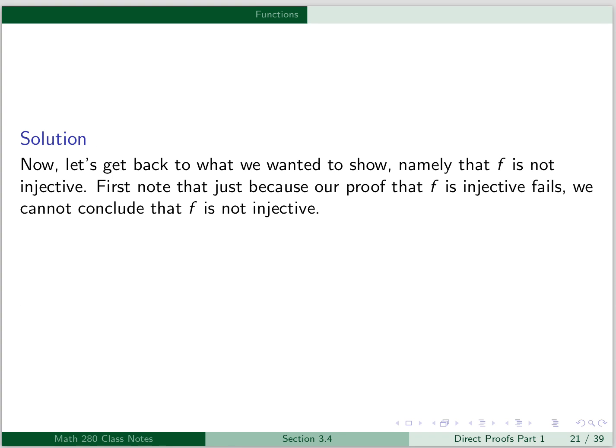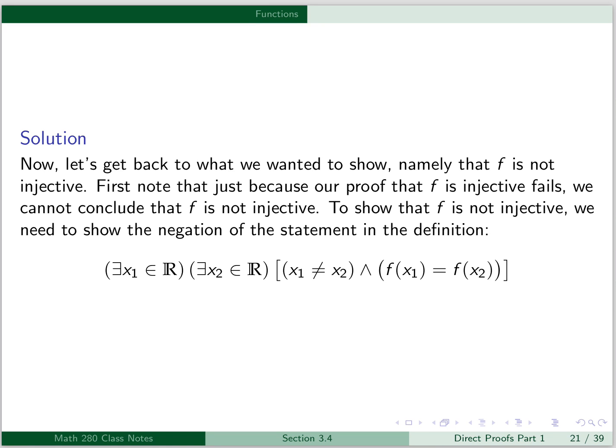Now let's get back to what we wanted to show in the first place, namely that f is not injective. First note that just because our proof that f is injective fails, we cannot conclude that f is not injective. In general, if you try to prove something and you fail at proving it, it does not mean that the result is false. To show that f is not injective, we need to show the negation of the statement in the definition, which is there exists x1 and x2 in R such that x1 is not equal to x2 and f of x1 is equal to f of x2.